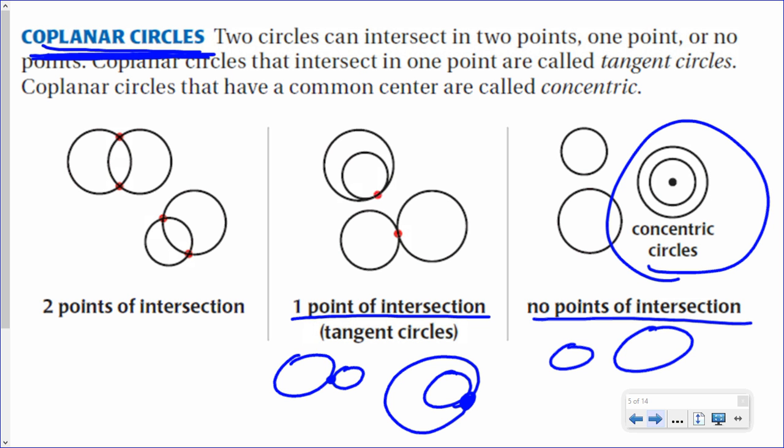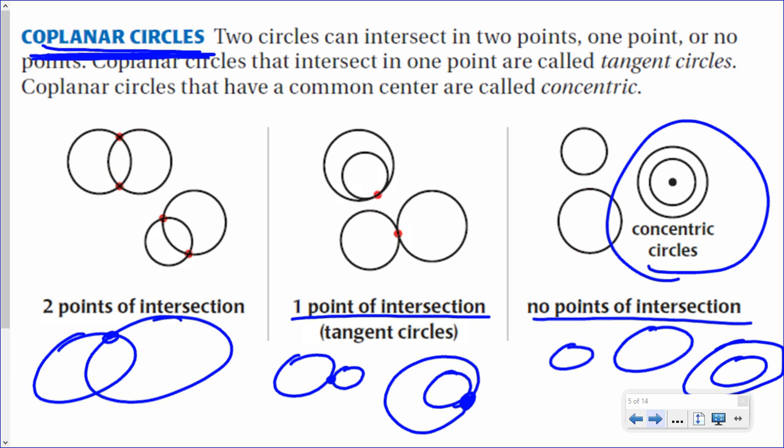The concentric circles actually look like the target symbol. I'm sorry, I'm going back over here now, but there's a circle inside a circle. It never hits. That's 0 points of intersection. And the last one is if you have 2 circles and you cross them up, here's your 1, here's your second point, that has 2 points of intersection.